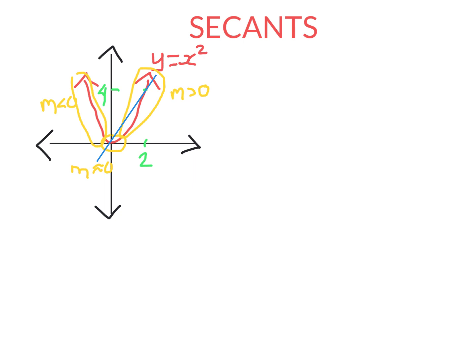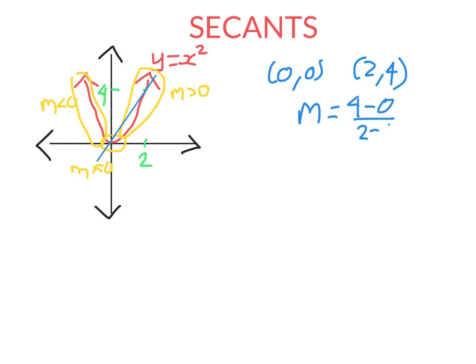So this secant intersects the curve at 0, 0 and also at 2, 4. So the gradient of this secant is really easy to find. It's just 4 minus 0, y2 minus y1 over x2 minus x1. The gradient of this secant is 2. So what does that have to do with the red curve? Well, that tells us the average rate of change of the graph of y equals x squared between 0 and 4. Between these 2 points, on average, each time you go across 1, you go up 2.